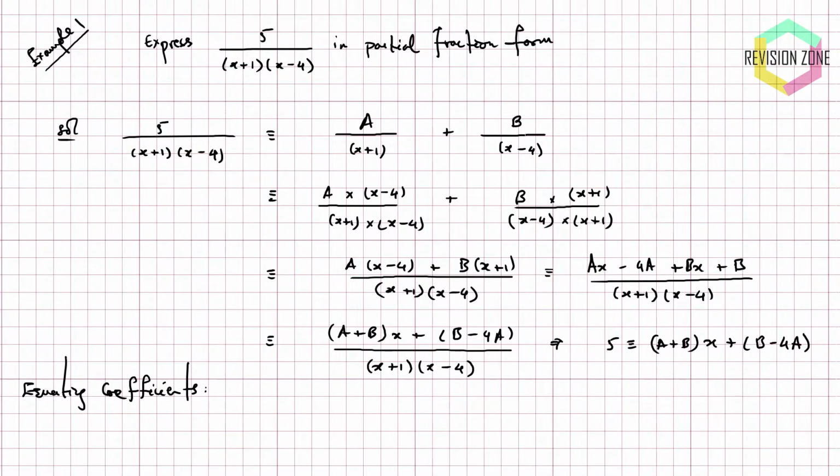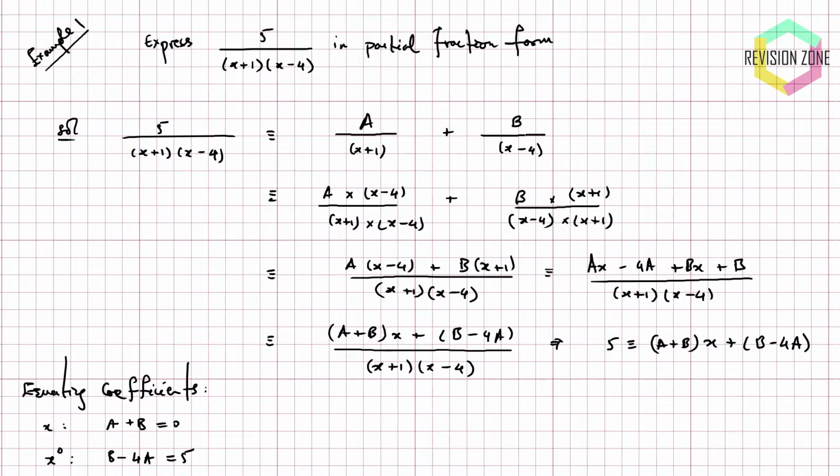So since I have that, we can equate coefficients. So equating coefficients of say x, I can say, well, on the left-hand side, there is an x term, which is 0 times x, right? So a plus b has to be equal to 0 because there's a 0 times x here. So a plus b equals 0. And then equating the coefficient of the constant term, which is the x to the power 0 term, I can say that 5 better be the same as b minus 4a. So we've got b minus 4a is actually equal to 5.